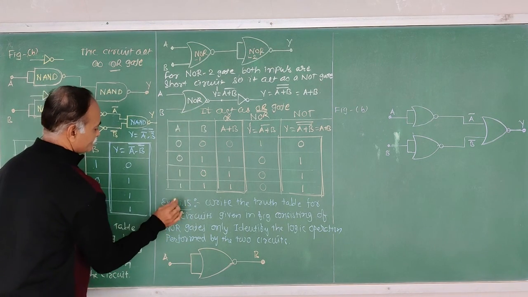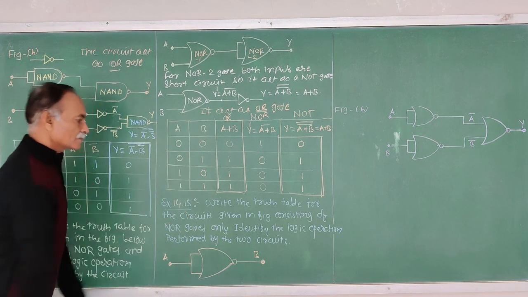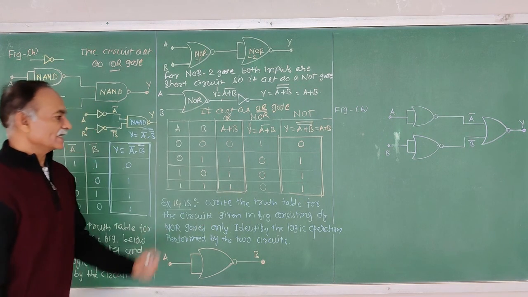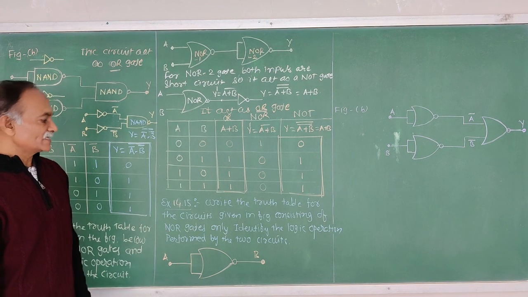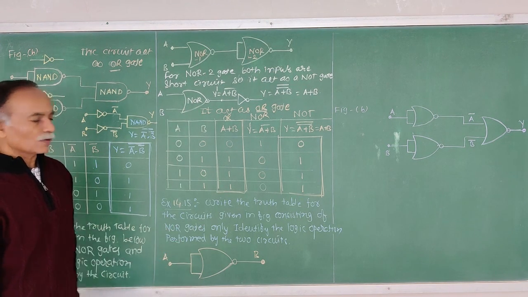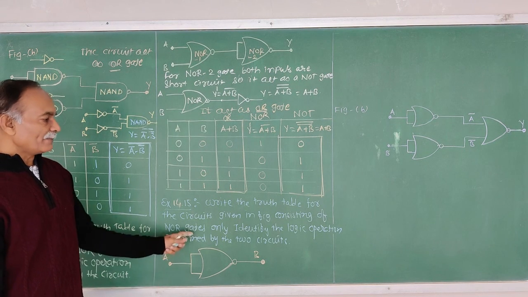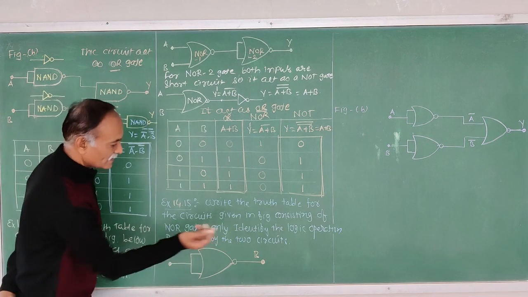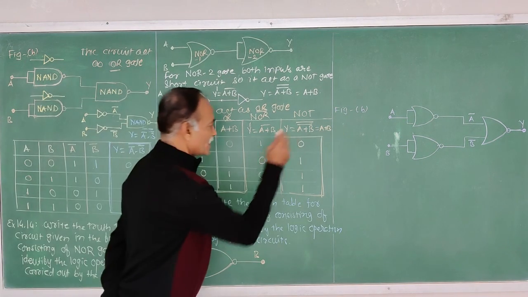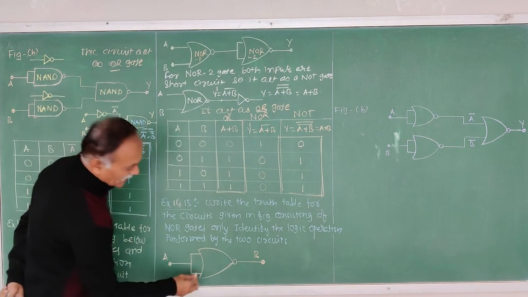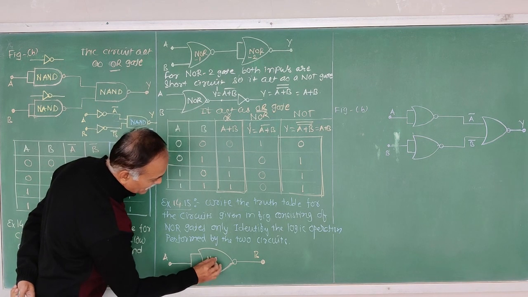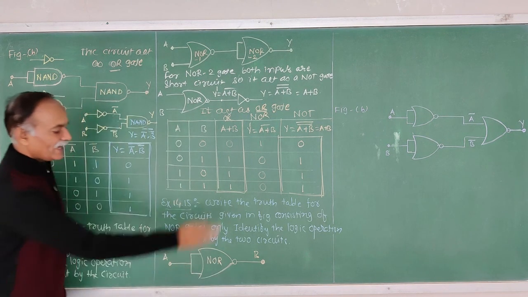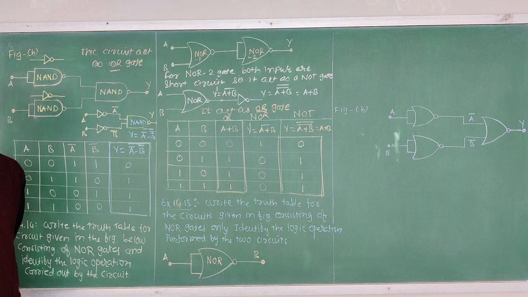Now, after that, 14.15. Write the truth table for the circuit given in the figure consisting of NOR gates only. Now identify the logic operation performed by the two circuits. First circuit is this, second is this. For A, there is the NOR gate, both inputs are short circuited. So it acts as only a NOR gate.